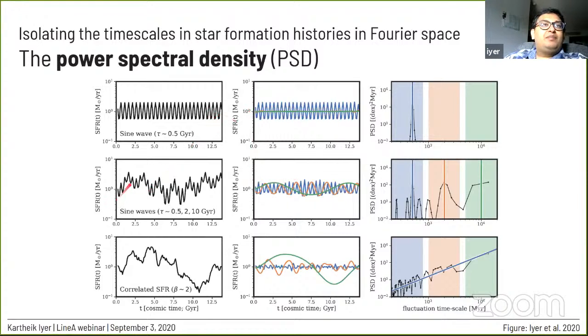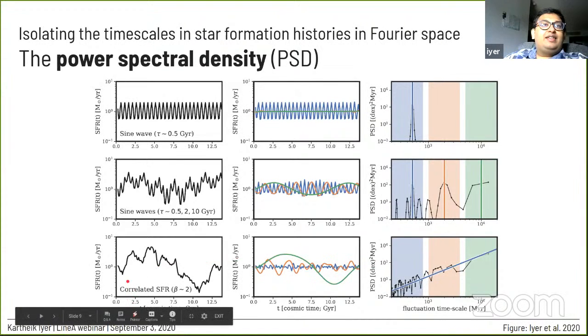For slightly more complicated sine waves, where this is a sum of three different sine waves with three different timescales, you can see that now there are contributions from short, medium, and long timescales, and they separate into these three different parts, and that there are peaks at all three timescales.